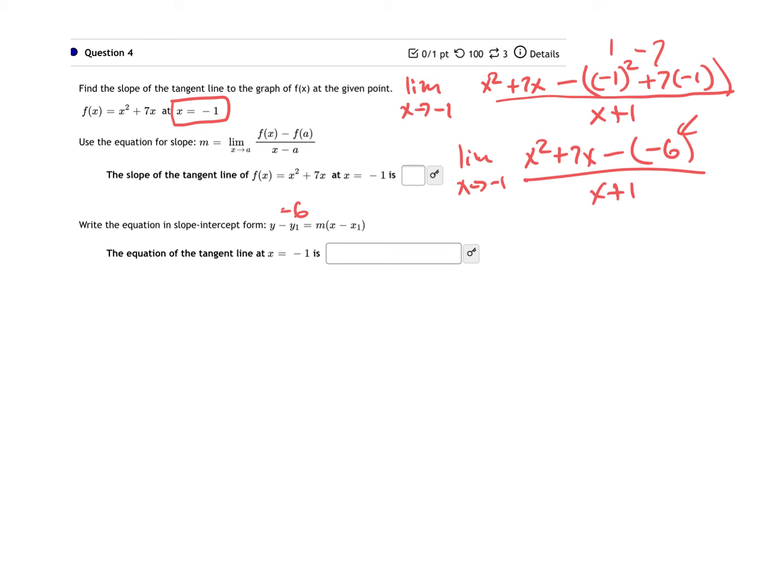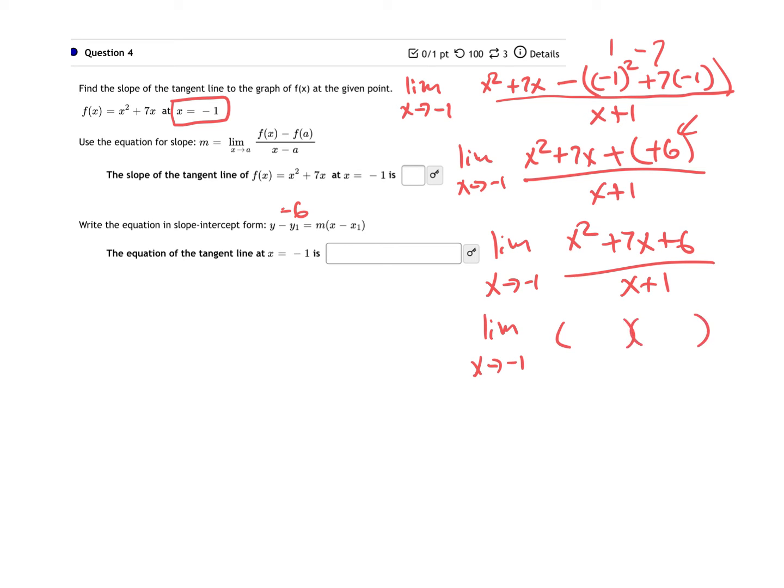Well, let's simplify this a little bit more. We have the limit as x approaches -1 of x squared plus 7x plus 6, because I have to add the opposite, over x plus 1. Now, you're not getting anything to cancel out here, so that means I have to factor the top. So I have the limit as x approaches -1, and that will factor into x plus 1. Whenever you're doing a factoring like this, you know that the x plus 1 has to be one of the factors on top.